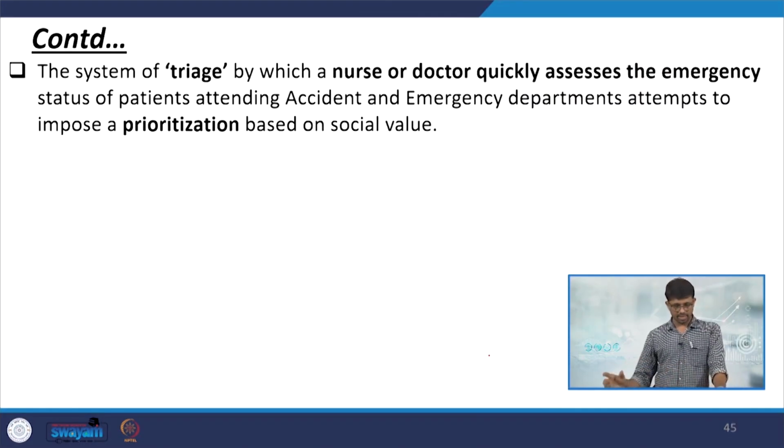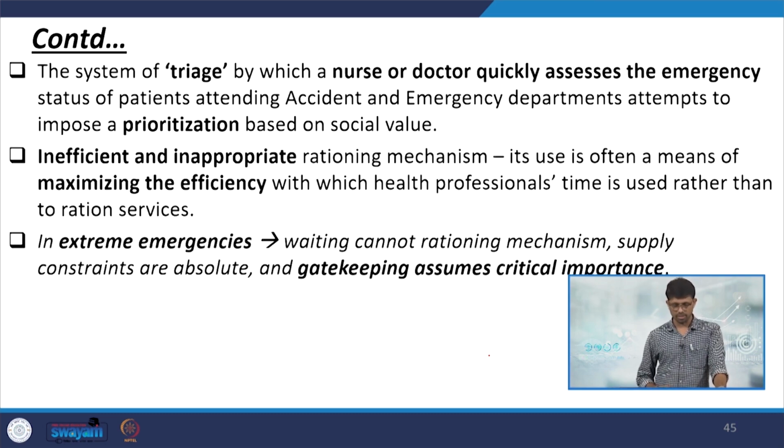Triage is another one, the system by which a nurse or doctor quickly assesses the emergency situation and prioritizes the situation for the better health system, and accordingly the queues can be redressed. It is an inefficient and inappropriate rationing mechanism, where its use is often a means of maximizing the efficiency with which health professional time is used rather than rationing services.